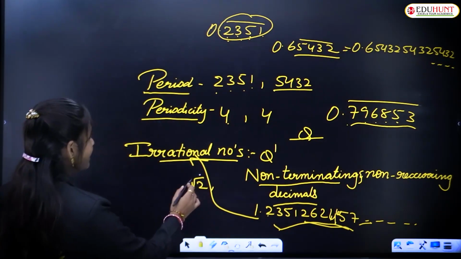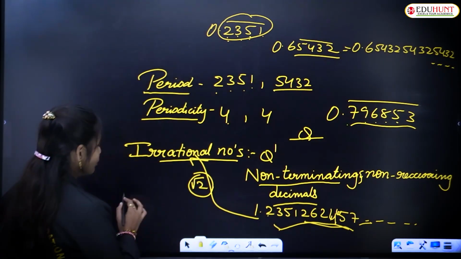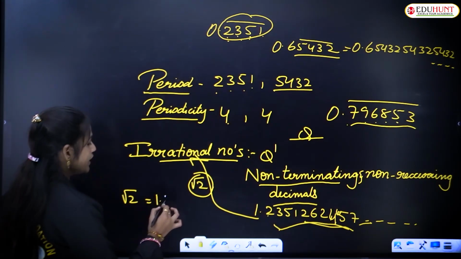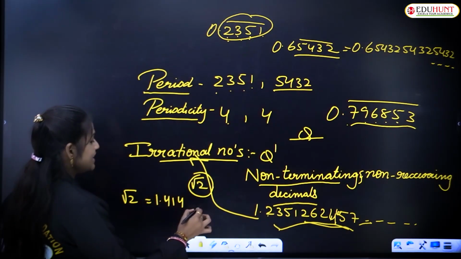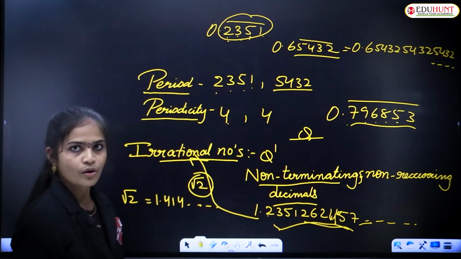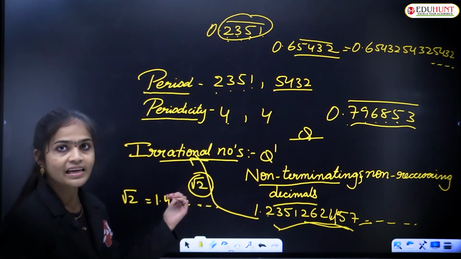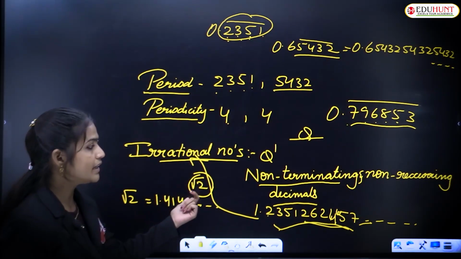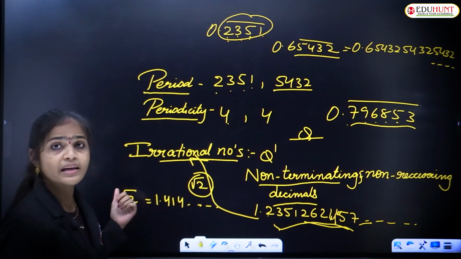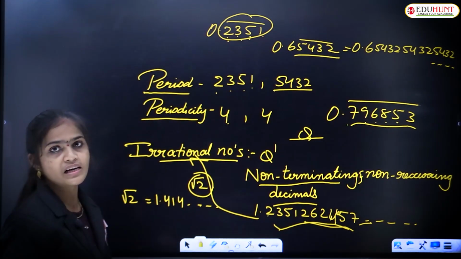Why madam, here you have written root 2? The root 2 value is 1.414 and so on you will get. Here also this is a non-terminating, non-recurring decimal. So that's why root 2 is an irrational number.